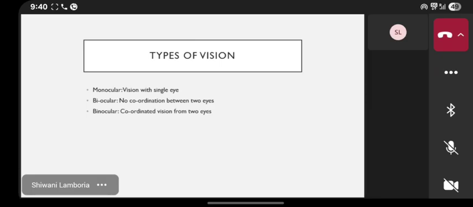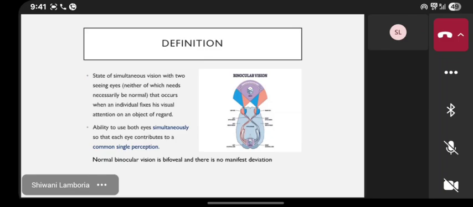So monocular vision is one eye seeing the object from its visual axis, and the other eye is also seeing the object from the visual axis, which passes from the object to the fovea and which passes to the nodal point of the eye. So the definition is the state. It is a state of simultaneous vision with two seeing eyes that occurs when an individual fixes his visual attention on an object of regard.